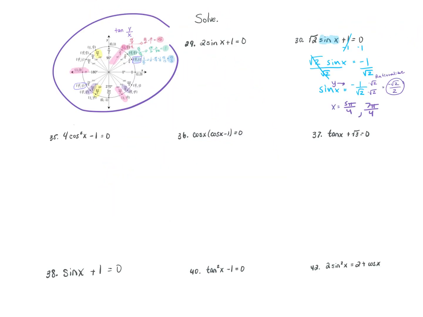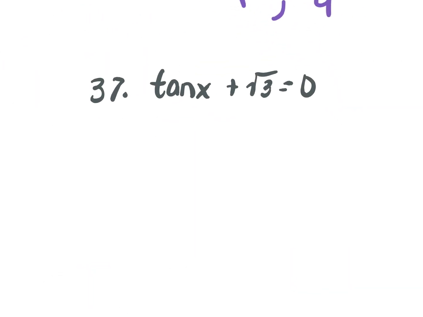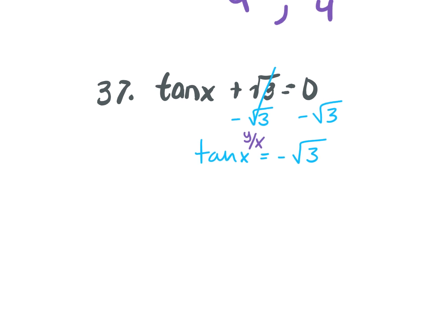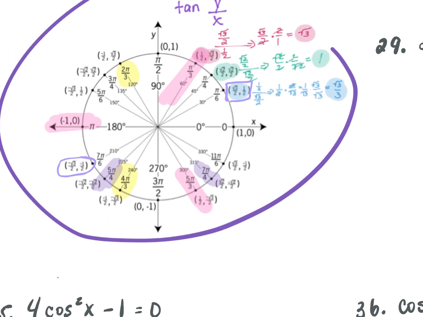All right, let's take a look at 37. So we want to get our trig function all by itself. So what would we need to do first? Subtract square root 3. So tangent x is equal to negative square root 3. Tangent tells us we have to look for what? Y over x. So we're going to go to our unit circle and look to see where y over x is negative square root 3.